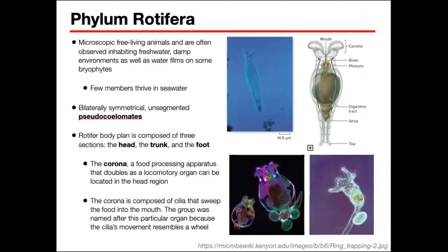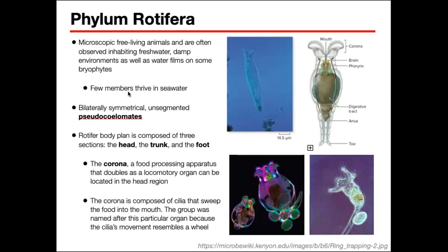And lastly, we have phylum Rotifera. Rotifera naman, these are free-living animals, and usually they are inhabiting freshwater ecosystems, although some can be found to thrive in seawater. So they are bilaterally symmetrical, so ibig sabihin meron din sila ng cephalization, and they are unsegmented pseudocoelomates. So yung pinagkaiba nila kay platyhelminthes, okay, they are pseudocoelomates. Kasi yung kanina, di ba, they are acoelomates. So meron na silang body cavity at this point.